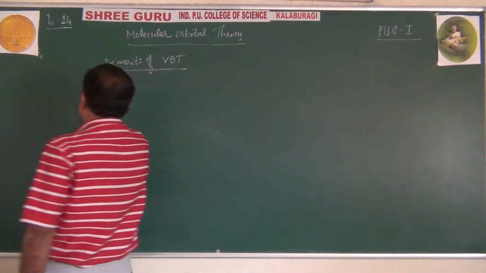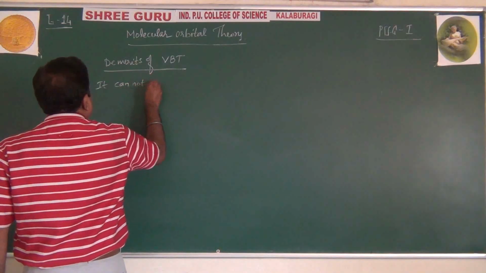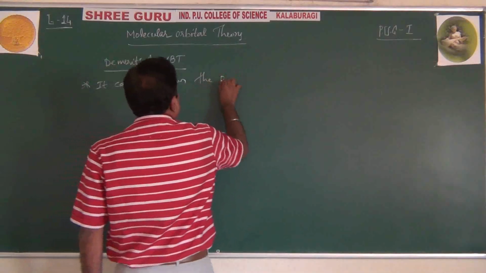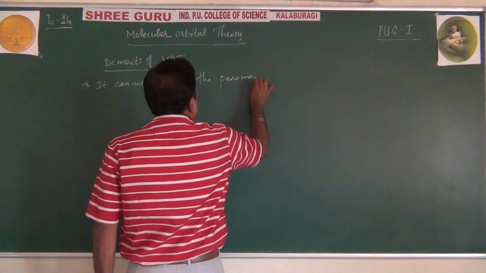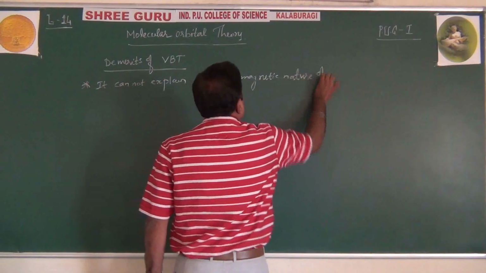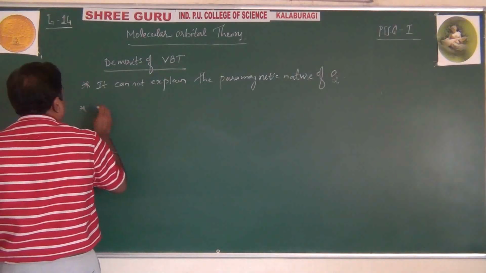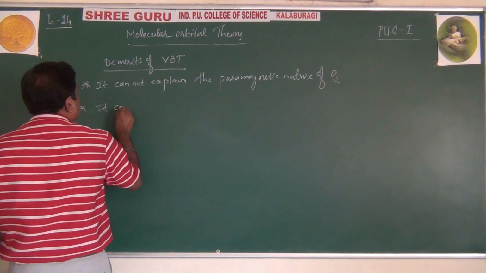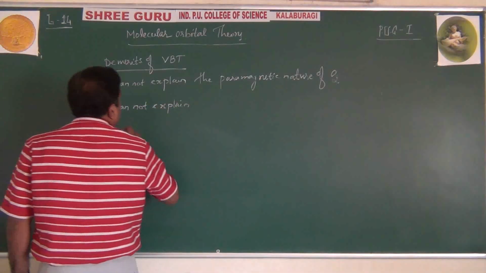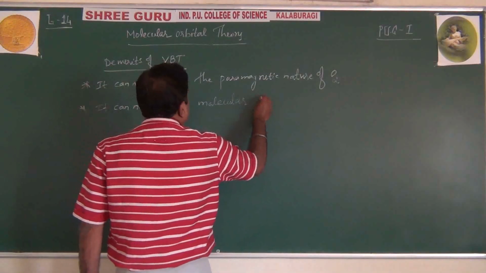Valence bond theory cannot explain the paramagnetic nature of O2, that is dioxygen. That's the main drawback. Next drawback, it cannot explain the formation of molecular spectrum.